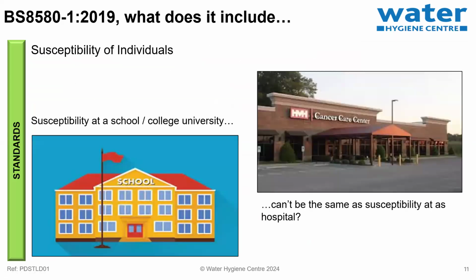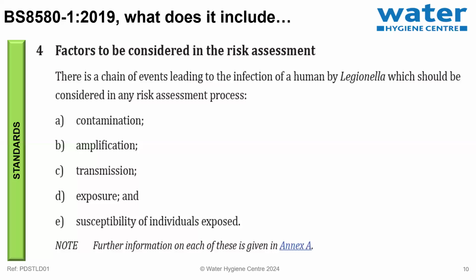And the factors to be considered in the risk assessment are a chain of events leading to the infection of a human by Legionella. And that should be the contamination of the actual water source, the amplification, the transmission of it, the exposure of whom, and the susceptibility of the individuals exposed. And as I just detailed, this isn't a condition survey. This isn't just a walk around to say you've got a tank. You've got to take a lot of these factors into consideration. How we're managing it. What's the risk associated with each individual? It's not necessarily just a condition survey. And we need to look at each of these parts of the risk assessment process.